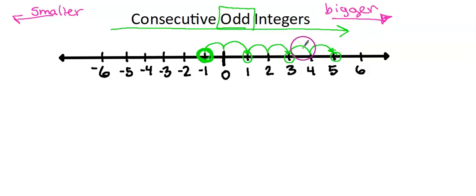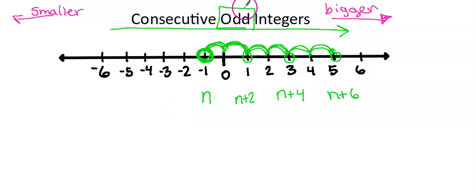Alright, so let's look at this again. What if I don't know what my first integer is? Then I am going to call it by a letter. N stands for the number that is the odd integer. How do I get from that first number to the next odd? Well, I went 2 places. How do I get from that first number to the odd after that? I went 4 places to get to 3. From negative 1, how many places did I have to go to get to 5?